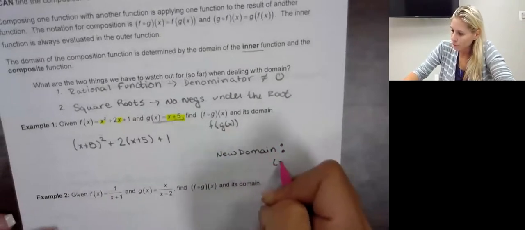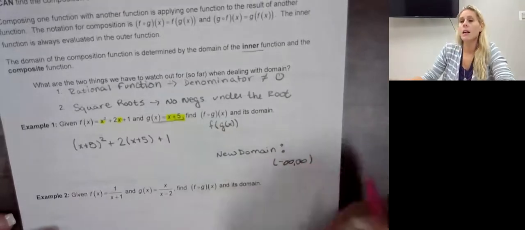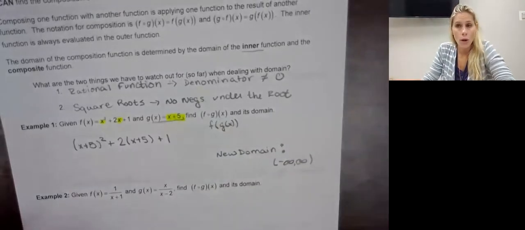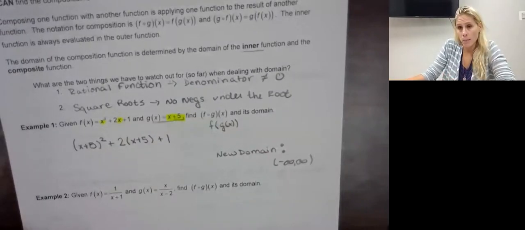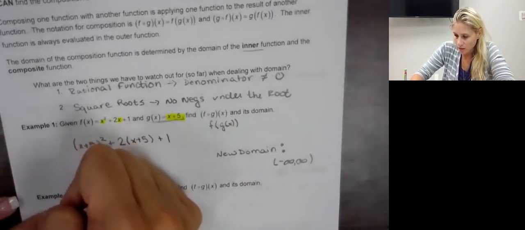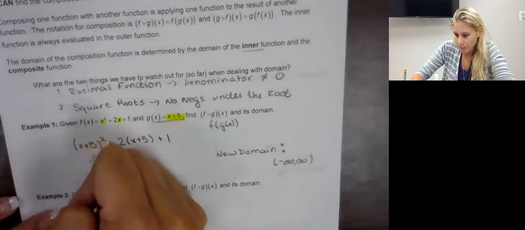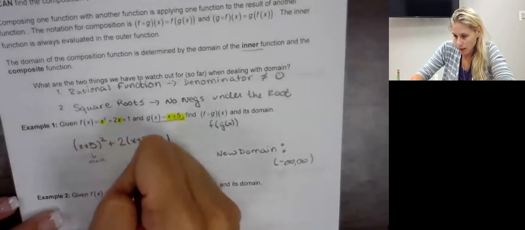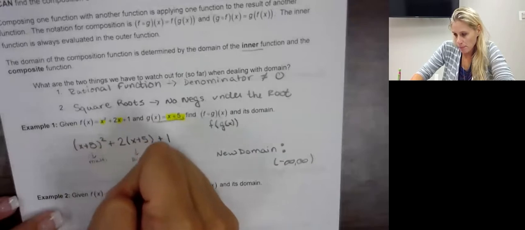So negative infinity to infinity. Now, just in case on your practice work, or if you went to, for example, college algebra, and they want you to simplify, that means you're going to actually have to do this out. You're going to have to multiply here, distribute here, and then combine the terms.